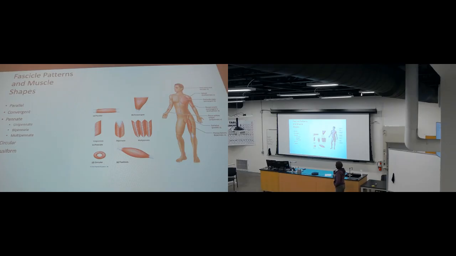And then multipennate. Well, we have the case of the deltoid. Deltoid is a broad muscle that we have here in our shoulder that has some fibers, like the anterior fibers that run like this, the middle fibers that run like this, and the posterior fibers that run in this direction. So it's multipennate.